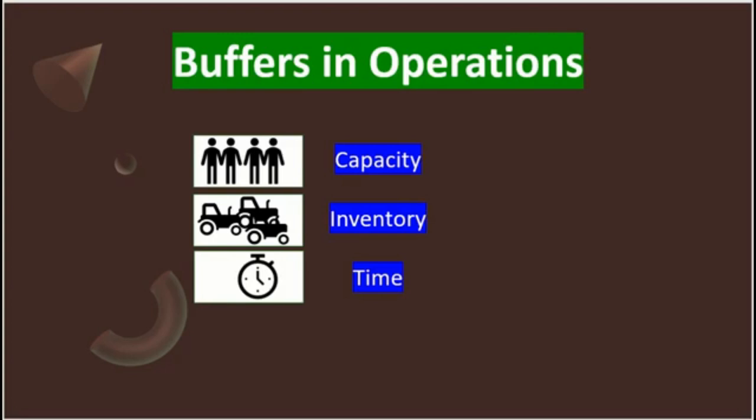Let's take capacity as a buffer. Every company will have fixed resources to cater to regular demand, but demand is not constant for many companies. So how to handle peak demand? Let's say, for example, during festive seasons, you will have peak demand. But you cannot increase the resources just to cater to peak demand in the festival time. So how do we handle this? Here we can use capacity as a buffer.